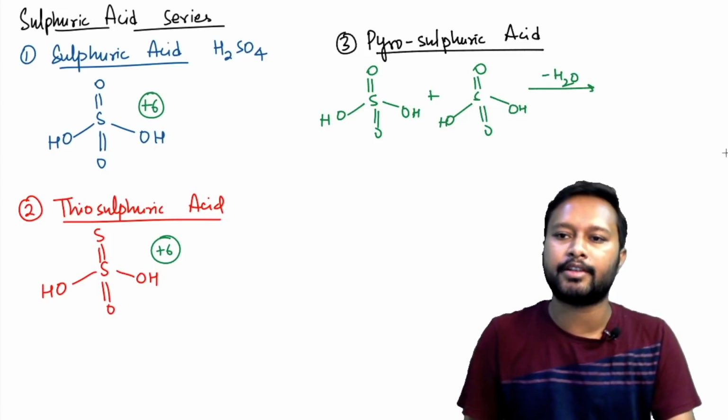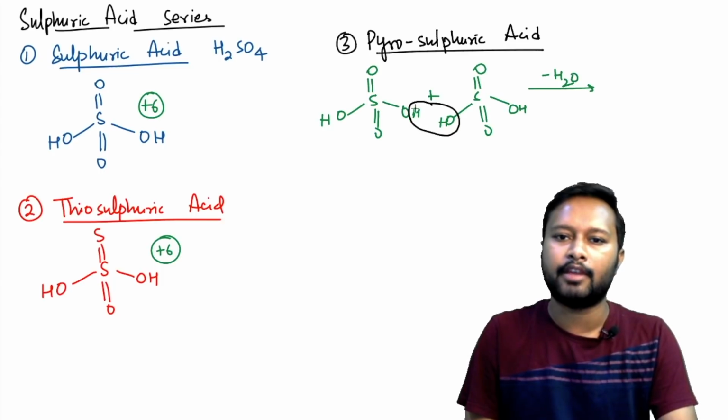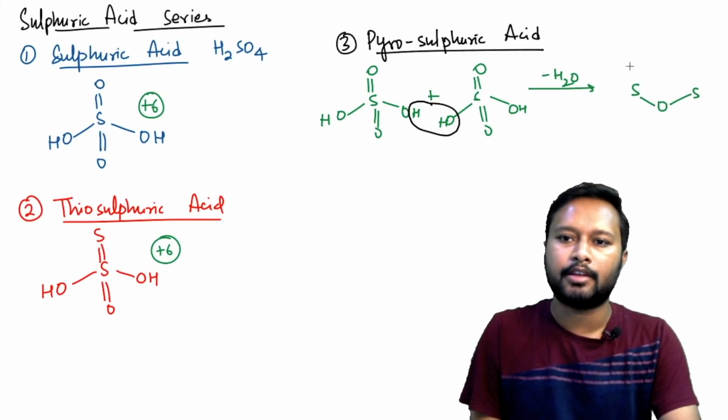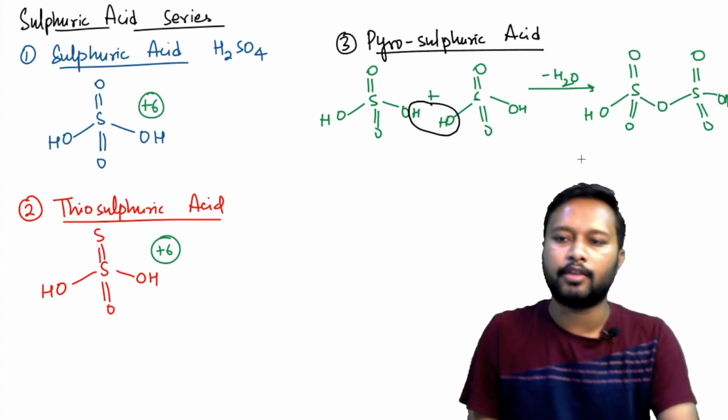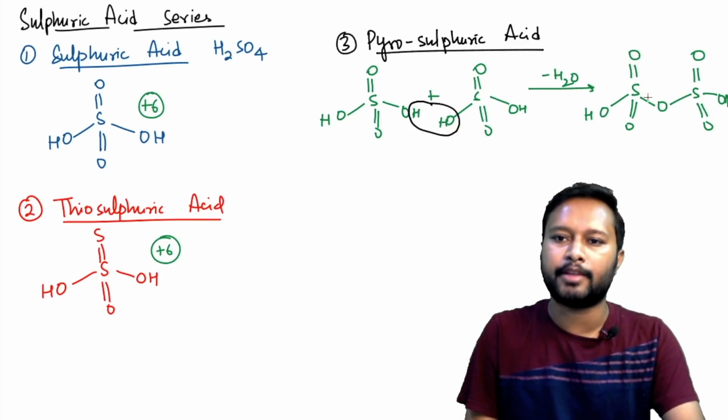There, simple removal of water does not make the structure. But here you will see that this is what you have. Water can be removed, and the final structure which you will get will be like SOS, and here you have double bond O here also. With this you have single bond OH, double bond O, and single bond OH, okay. So this is your pyrosulfuric acid. The oxidation state over here is again +6 for both of them.